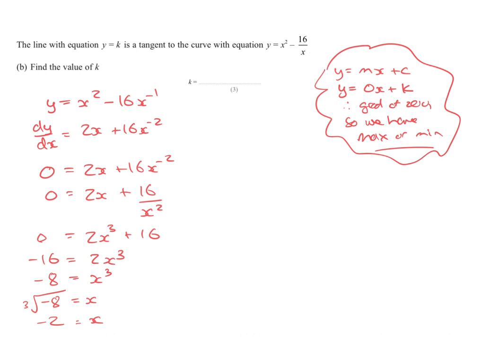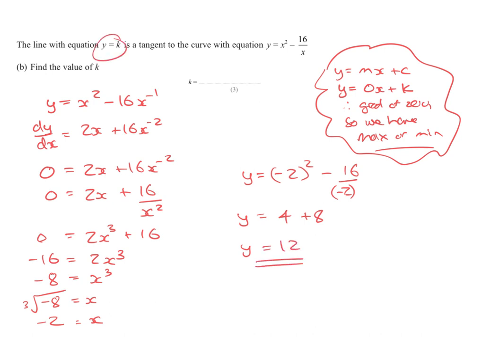Now we know from the equation that y equals x squared minus 16 over x. So we put our value of x into that equation. So we say that y equals minus 2 squared minus 16 over minus 2. So minus 2 squared is 4. Minus 16 over minus 2 is plus 8. And 4 plus 8 is equal to 12. So the value of k, because y is equal to k at that point, k will be equal to 12. The equation of the tangent will be y equals 12.